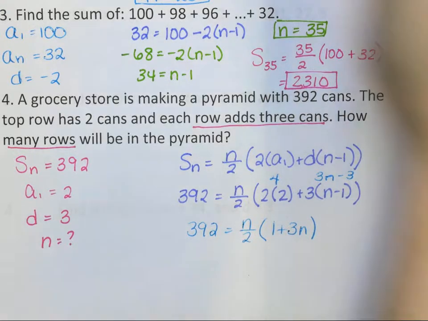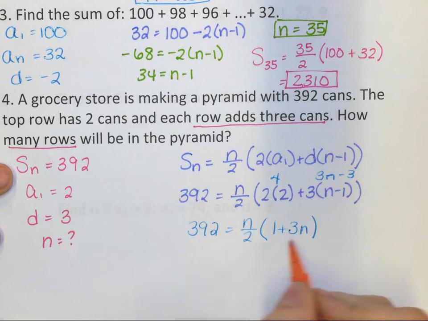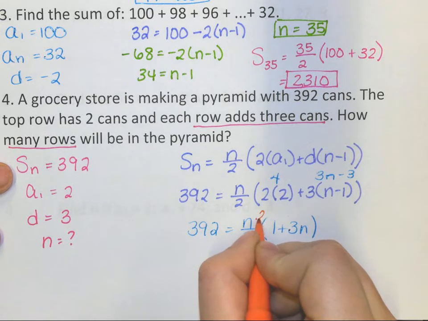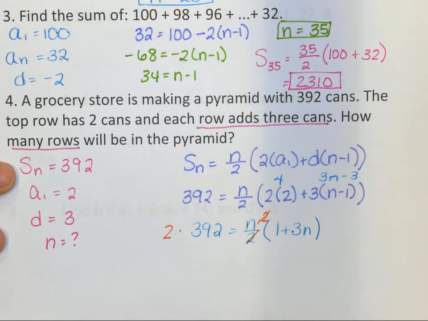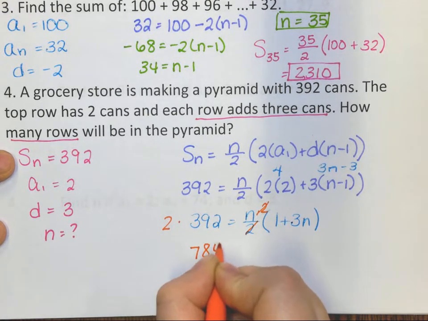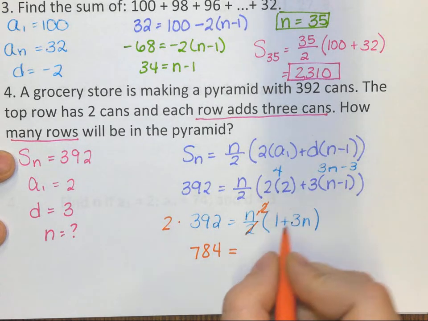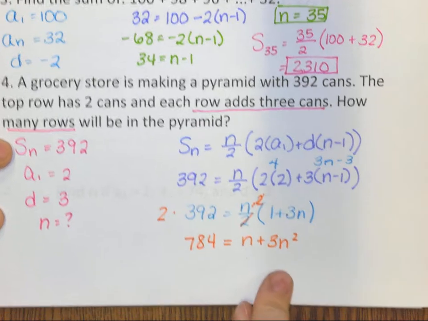Now at this point in time you have the choice. If both of these numbers were even, I would have divided them by 2. But they're not, so how can I make that go away? Multiply by 2, good. So that's going to drop away. And 392 times 2 is 784. And then I'm going to distribute the n. So it'll be n plus 3n squared.